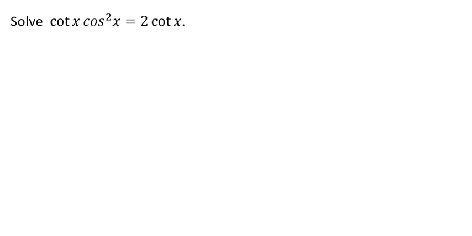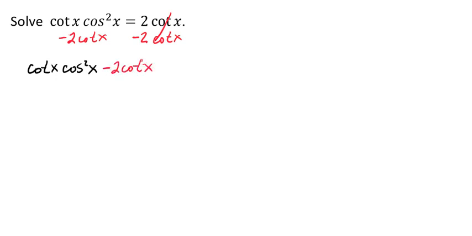So we're going to begin by getting everything to the same side. So we're going to subtract 2 times the cotangent of x from each side, which is going to give us cotangent of x times cosine squared of x minus 2 times cotangent of x equals 0.